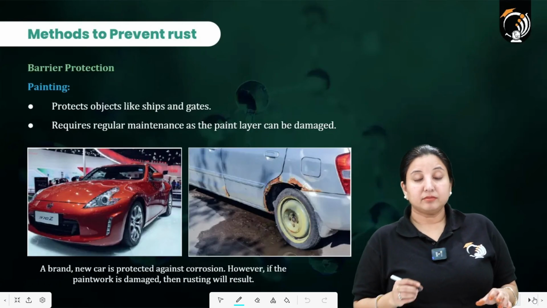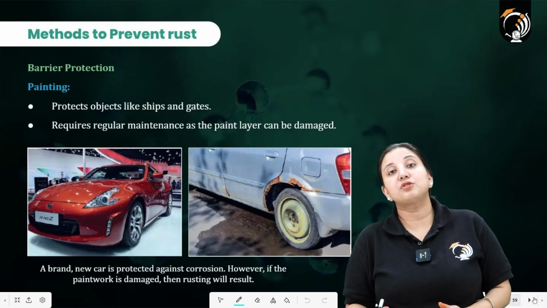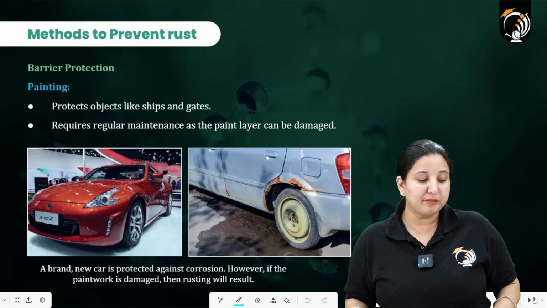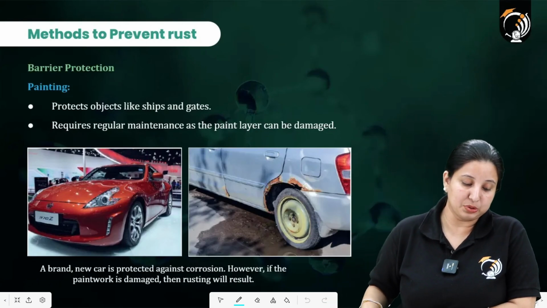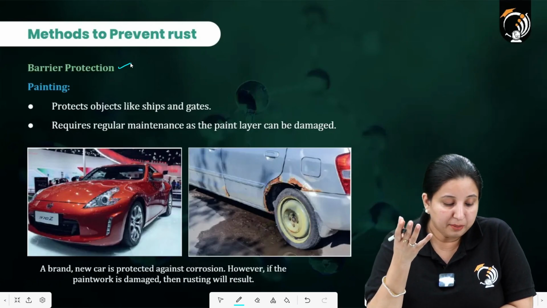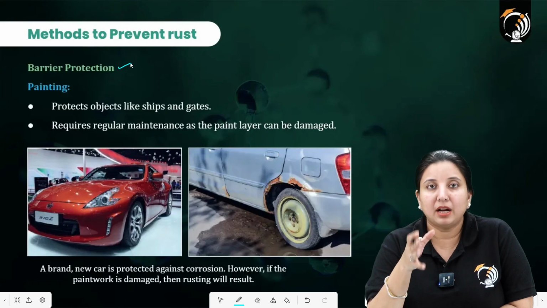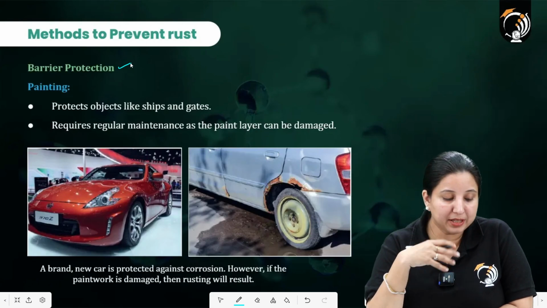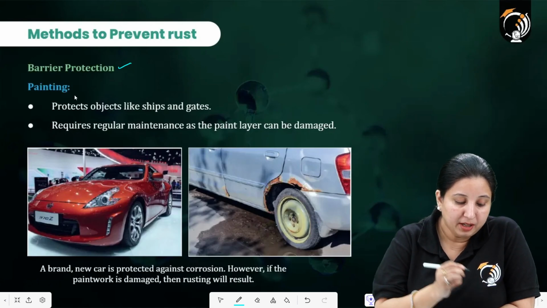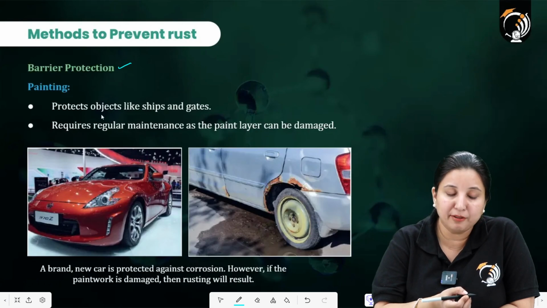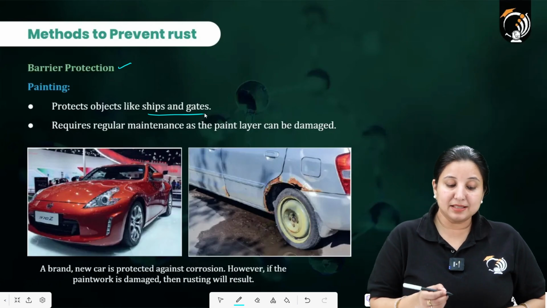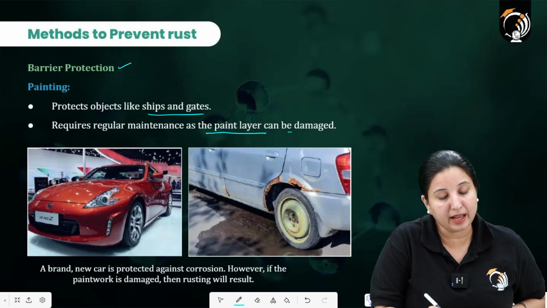Then it is not that we only want to rust or make our nails rust; whatever iron we have, we also need to prevent it from rusting. So the first thing that comes is barrier protection. Now how can we make a barrier on the iron surface so it does not get rust, or you can say, prevent it from rust? The first method is that we can do painting. For example, painting protects objects like ships and gates, and it requires regular maintenance as the paint layer can be damaged.